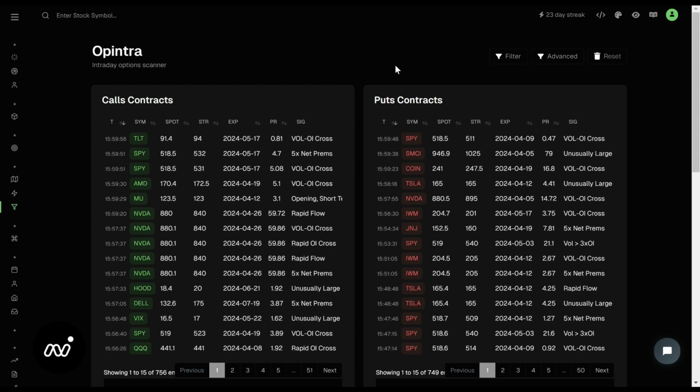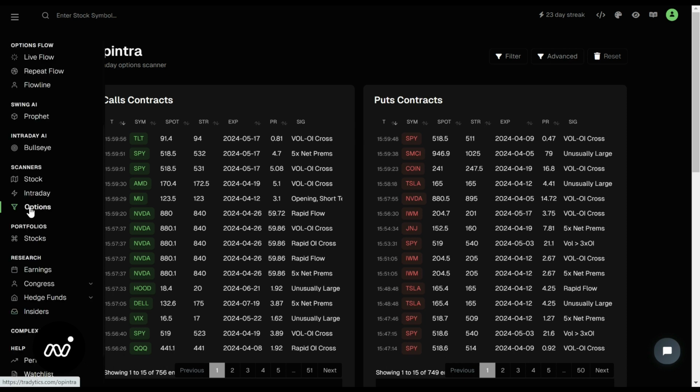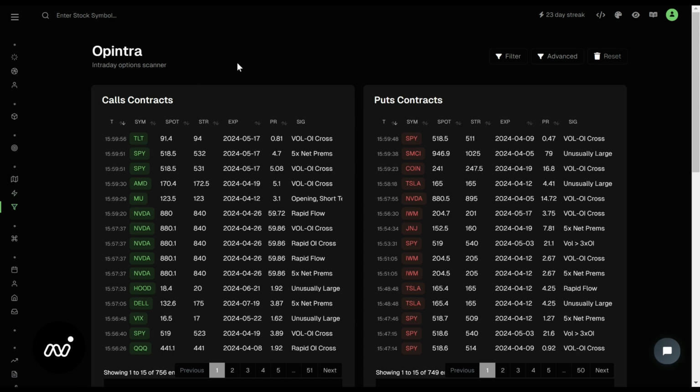Wrapping up our scanners, which is Opintra, right here under options under scanners. What we've seen so far is we've looked at our daily scanner, something we look at after market close to find plays, our intraday scanner flash to see what's happening right now, and now we're going to go through our options right here and see what we have.